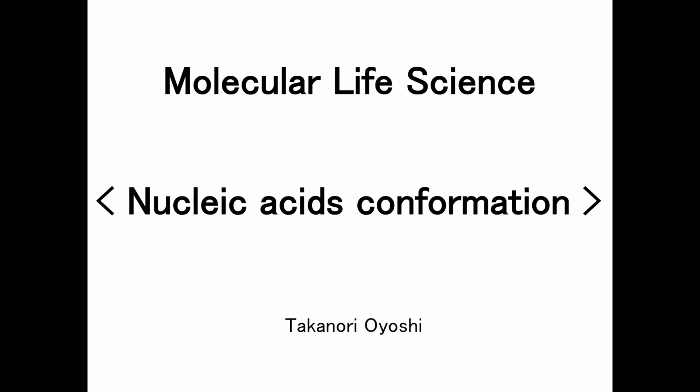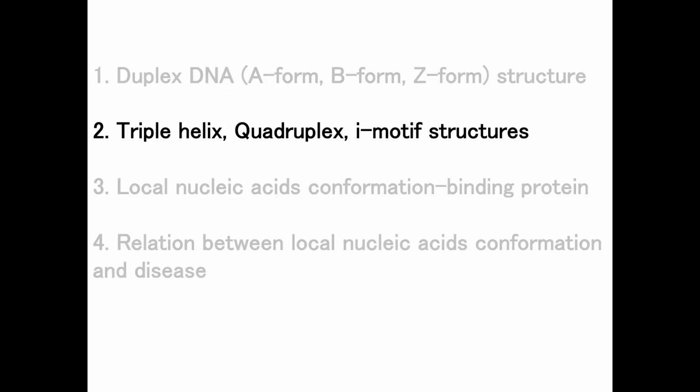Let's start today's lecture. Today, I will talk about the triple helix, quadruplex, and i-motif structures of DNA and RNA. These structures are local conformations of nucleic acids, and they have important biological functions.